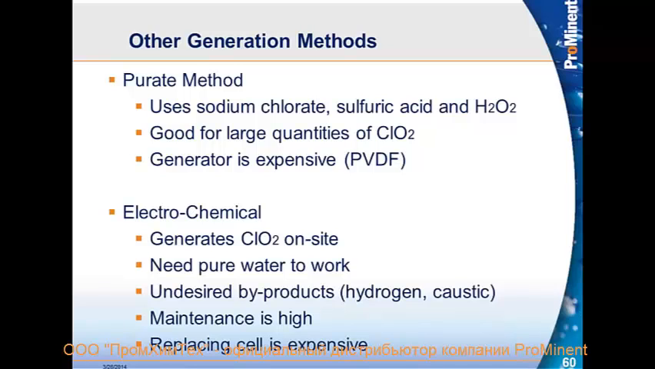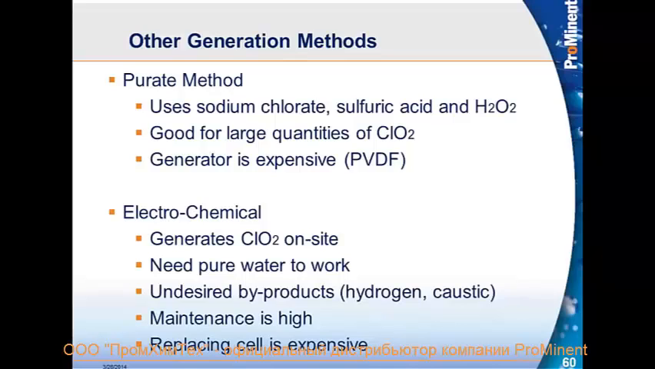There's also a method called the Purate method. This uses sodium chlorate. Make note of the chlorate, not chlorite. It uses sulfuric acid and also hydrogen peroxide. It's been known to be good for large quantities of chlorine dioxide, and typically it can be expensive because you're buying 3 chemicals, and the generator is expensive because it has to be all constructed of PVDF piping and generation reactors because of the sulfuric acid.